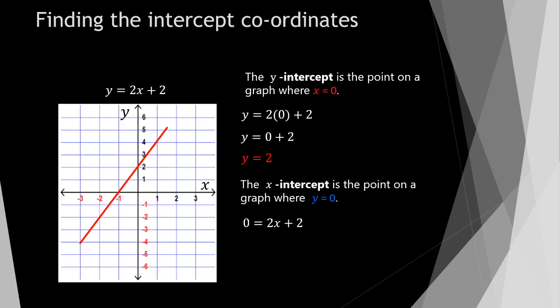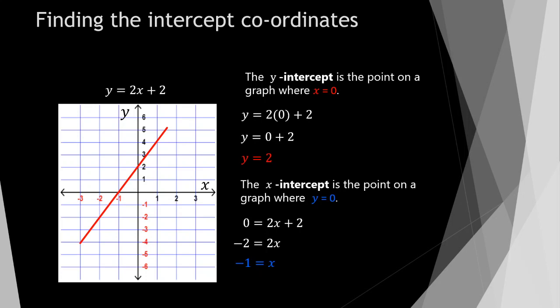And then we move over the plus 2 to get x by itself, which means it's negative 2 now, just like we've done previously in equations. And then we divide both sides by positive 2, meaning that x equals negative 1.